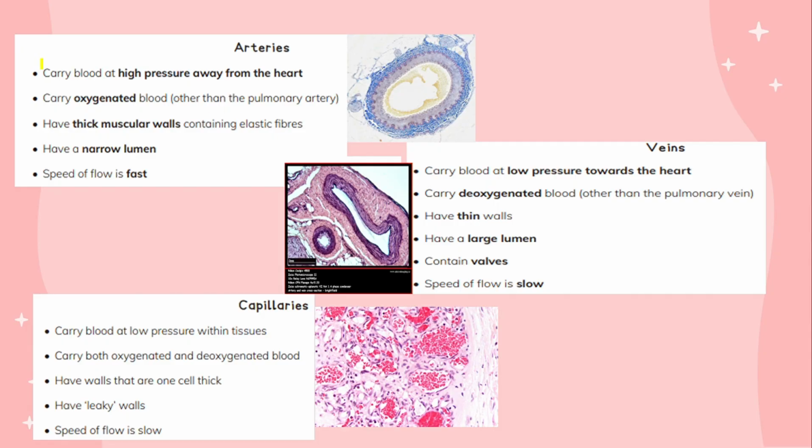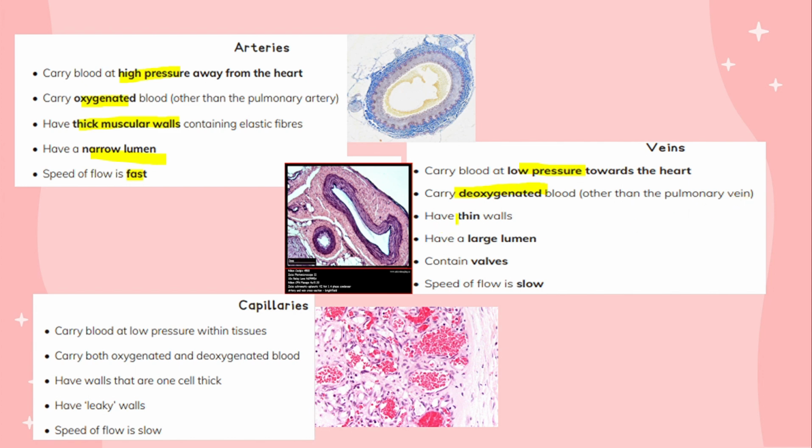Now, arteries carry blood at a high pressure, as we said earlier. They carry oxygenated blood, have a thick muscular wall to overcome the pressure that is happening inside them, and have a very narrow lumen to maintain high pressure, and lastly, the speed of flow is very fast.